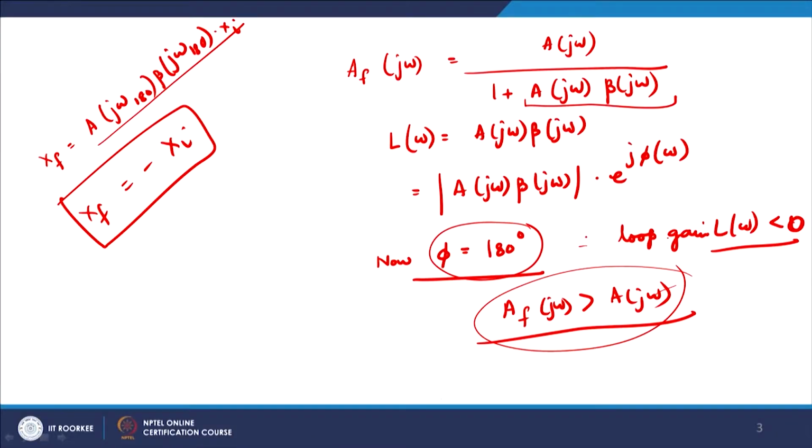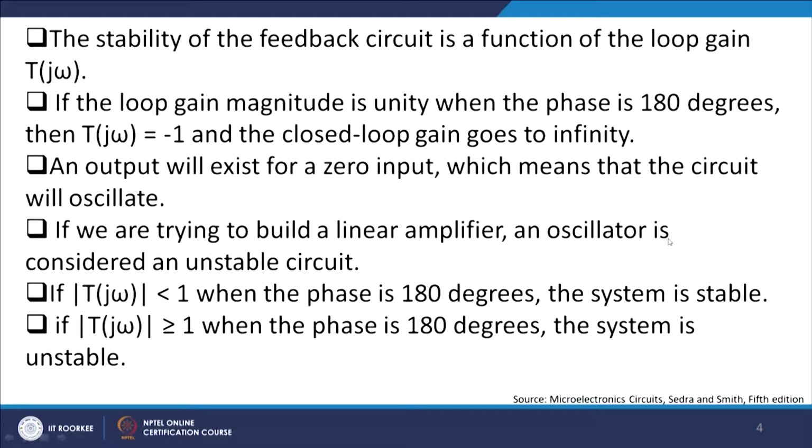As you cross 180 degrees, your system becomes unstable. That is what I wanted to prove from the statement as far as this is concerned. So, as I discussed with you, the stability of a feedback system or a circuit is a function of its loop gain T of j omega, right.